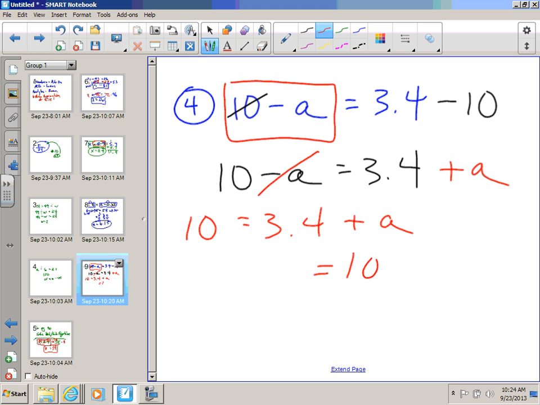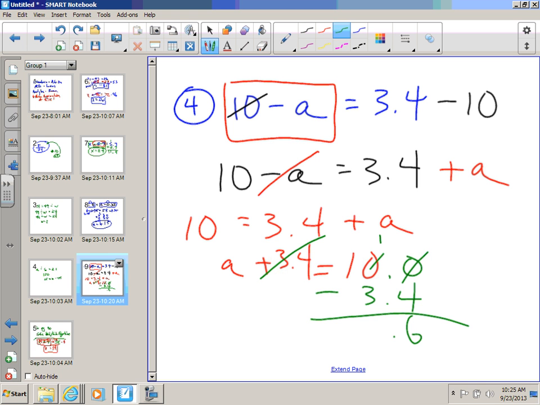Can I make it even more pleasing to the eye? Can I switch the order now? Yes, because I'm adding. So let's do that. Let's switch the order. Now it should be a slam dunk. A plus 3.4 equals 10. Now it's like all the other ones we've talked about. The opposite is to subtract what? Subtract 3.4 from both sides. When I subtract, I'll need to bring that 0 up. And we should end up with A equals 6.6. Plug it in.